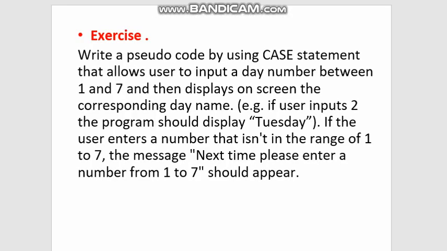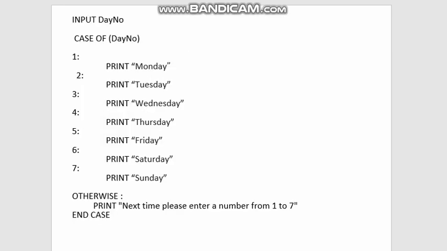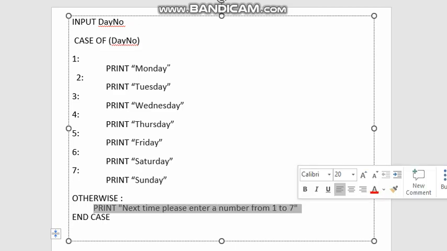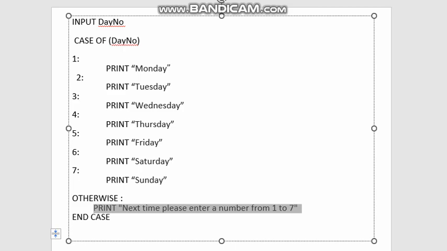A pseudocode in which it asks a user to input a number between 1 and 7 and it outputs the day of the week. So here's the output of it. The user entered a day number, like he entered 2. So this day number gets checked against each of the cases. Case 1 is false, case 2 is true, so it prints Tuesday. If he entered 8, all the cases are false and the otherwise case gets executed, and it prints next time please enter a number from 1 to 7.